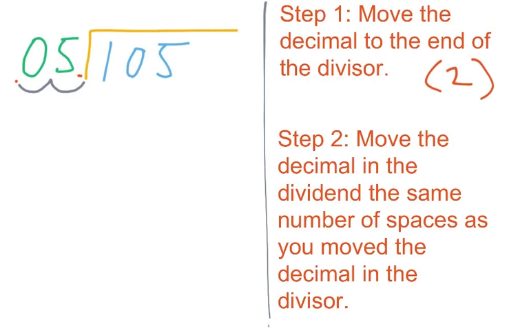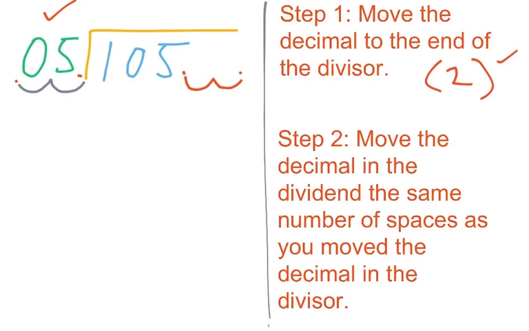Now step 2. Move the decimal in the dividend the same number of spaces as you moved the decimal in the divisor. Where's the decimal in the dividend? It's going to be right here after the 5. That's a whole number, so it's right after the 1's place. We're going to move it the same number of places that we moved it in the divisor. So it was 2 places. I see my 2 here. So we're going to move 1, 2, and we're going to place our new decimal right there. A little bit of a blotch, but it's right there at the end.